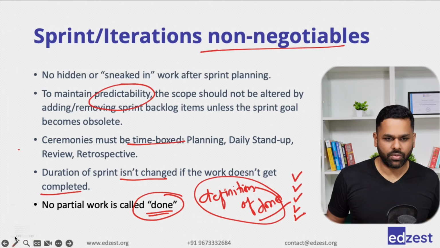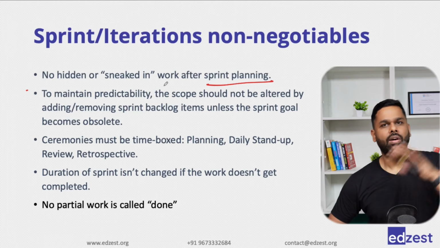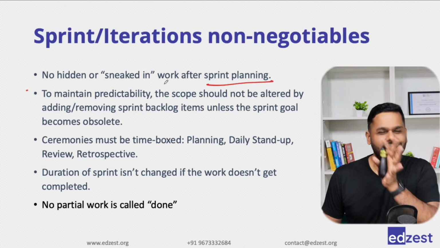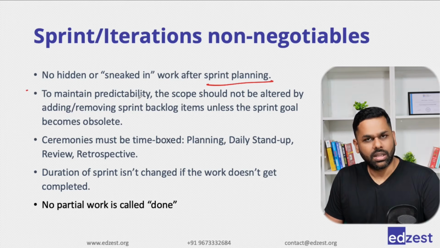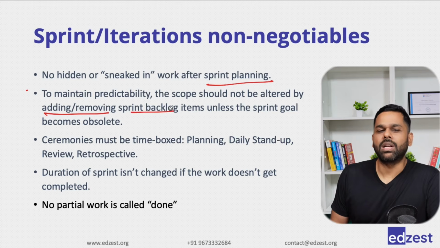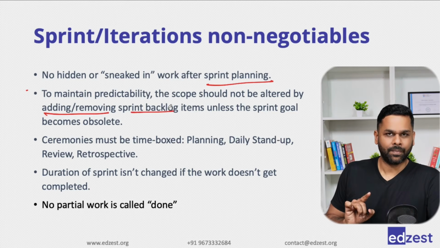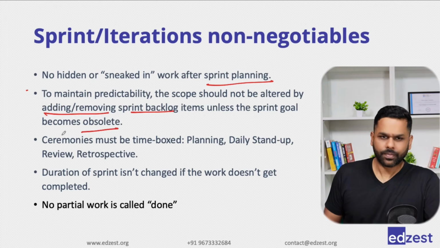A quick revision, what are the non-negotiables? Once we have done the planning, we don't add or try to sneak in any requirement within the sprint. Second, the product owner is responsible for adding the requirements. They cannot add or remove anything within the sprint backlog unless the sprint goal itself becomes obsolete. So they can cancel the sprint.